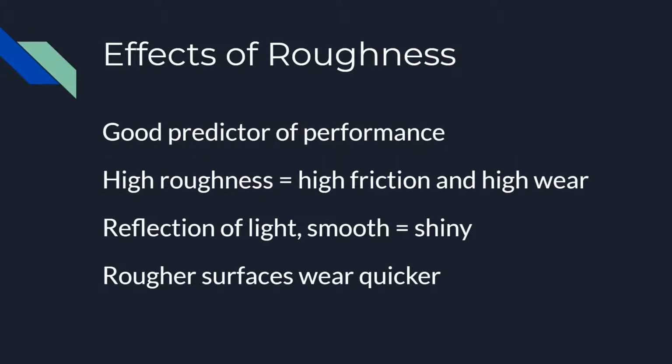Moving on to the effects of roughness. Roughness is a good predictor of performance. If a surface is more worn, it's not expected to be as effective. High roughness is equivalent to high friction and thus high wear. A rough surface has more surface area than a smooth one. This creates more friction and in turn more wear and tear.